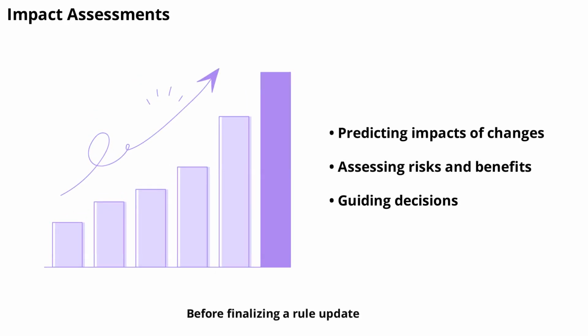Before finalizing a rule update, governments often conduct impact assessments. These studies predict how the change will affect different groups, the economy, and the environment. Impact assessments help identify potential risks and benefits, guiding better decision-making.